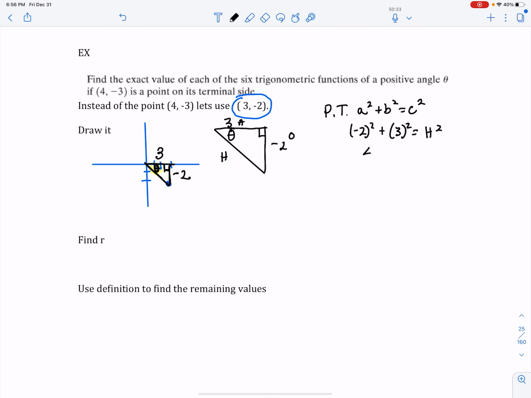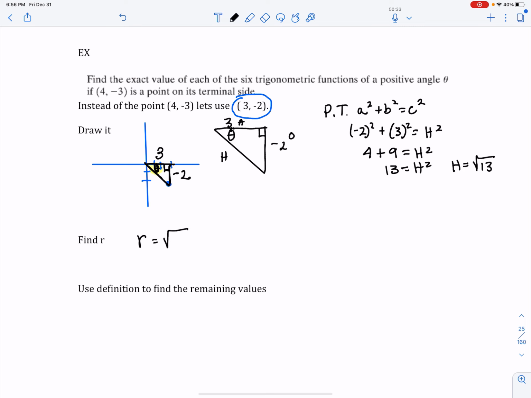So -2 squared is 4, plus 9 equals h squared, 13 equals h squared. h is going to be the square root of 13. Okay, so now that I have that, I have r. So what does r equal?